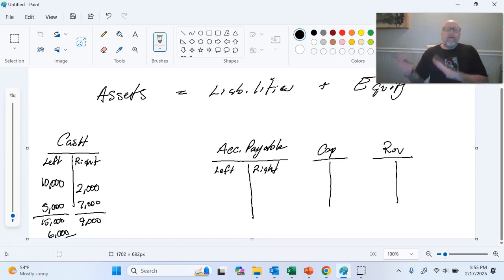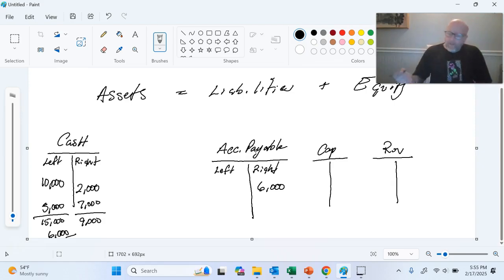Okay. Now let's talk about accounts payable. Accounts payable is on the right side of the accounting equation, right? Accounts payable is a liability. Therefore, if I want to show an increase to liabilities, or an increase to accounts payable, I would do it on the right side of that account. So if I purchased $6,000 of supplies on account, I would show the increase to accounts payable of 6,000 on the right side.